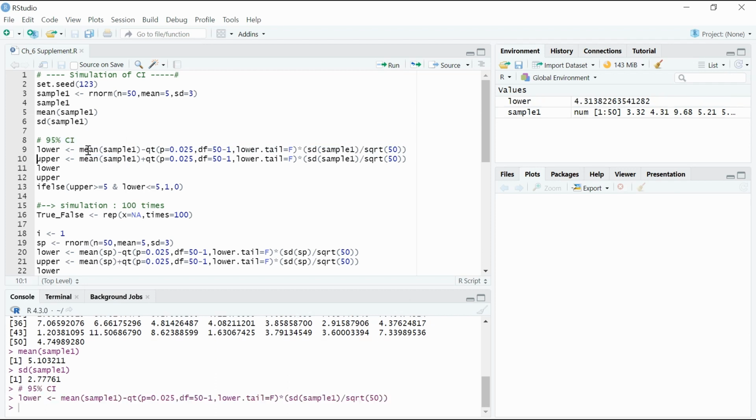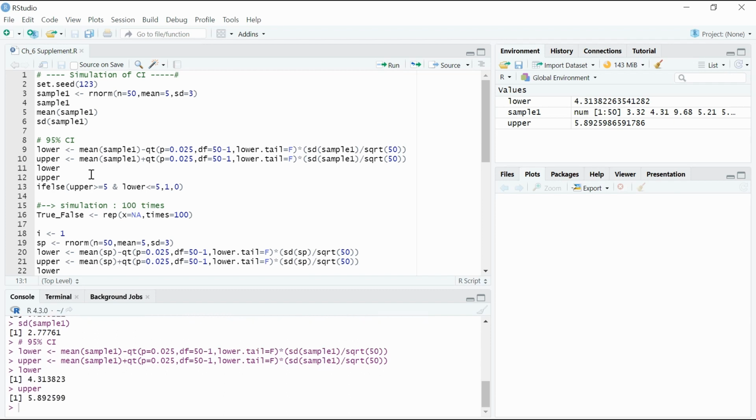So this is nothing but getting the lower and upper bounds for the 95% confidence interval. After storing each value, we can check that our lower bound is about 4.31 and our upper bound is 5.89. And then we can check that our population mean, which is 5, is located between the upper and lower bounds. I mean, it is located within the confidence interval. The ifelse function gives us the second argument when the first condition is satisfied; in other words, if the first argument's condition is not satisfied, it gives us the third argument.